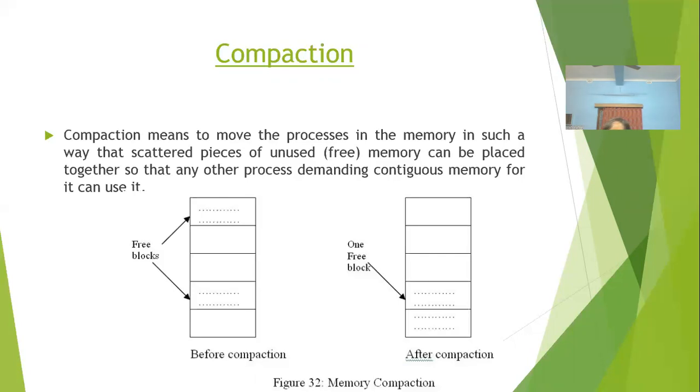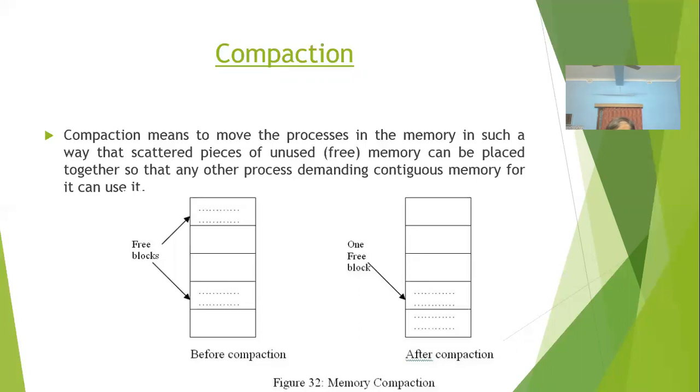Now, if we can collect all the free memory spaces at one location, then what will happen? We will be getting a huge amount of contiguous memory space which can be allocated to other processes in need. So basically compaction means to move the processes in the memory in such a way that scattered pieces of unused or free memory can be placed together so that any other process demanding contiguous memory can use it.